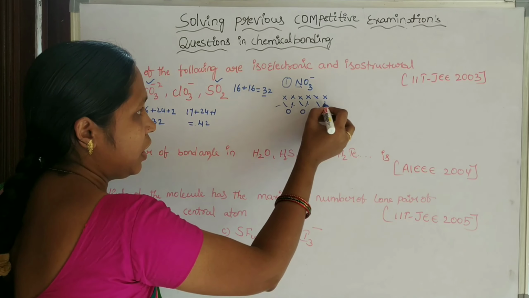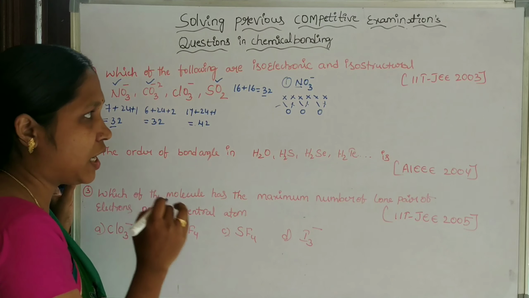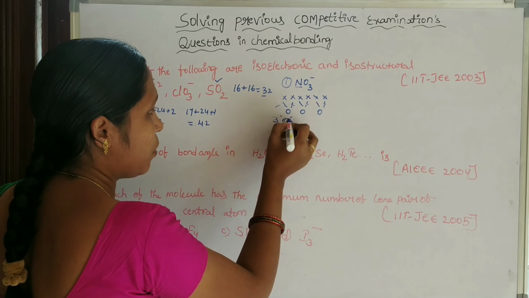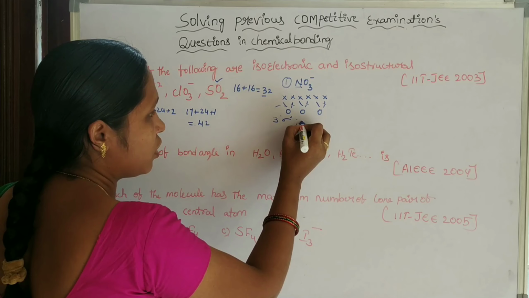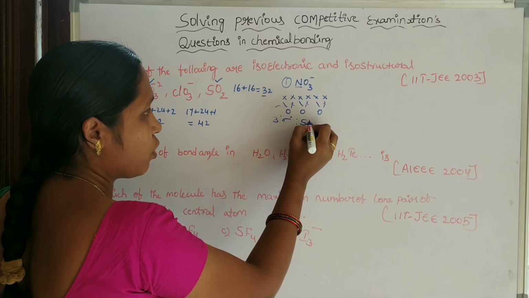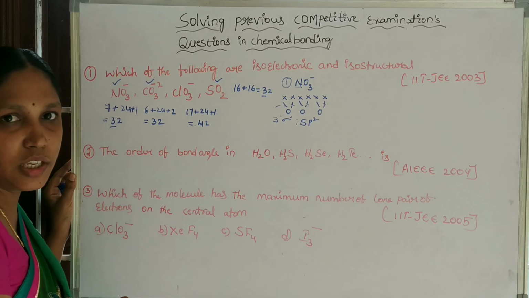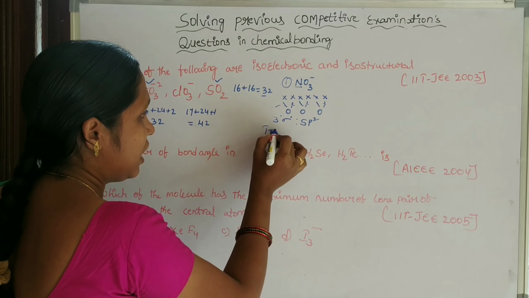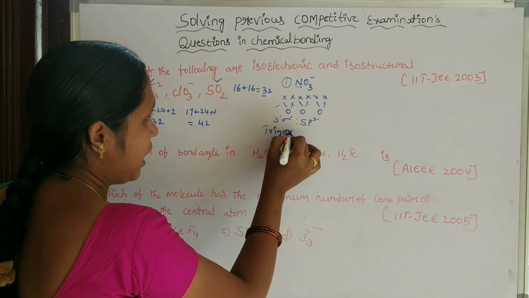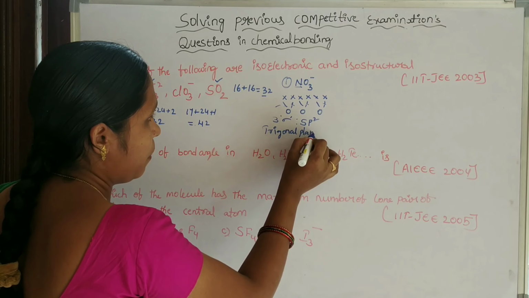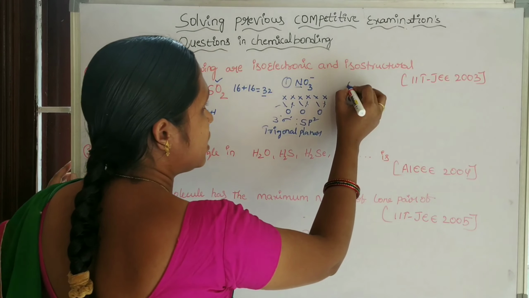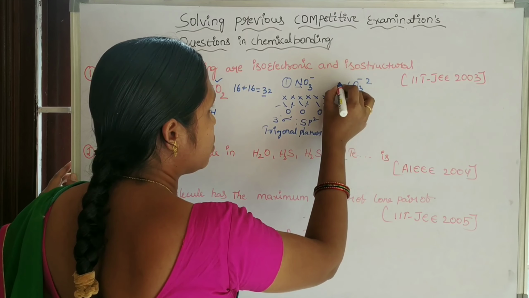In explaining the structure, we will take only sigma bonds. How many sigma bonds are there? 3 sigma bonds are there. 3 sigma bonds means 3 bonded pairs of electrons and the hybridization is sp2. So the shape of NO3 minus is trigonal planar. And next one, CO3 2-.